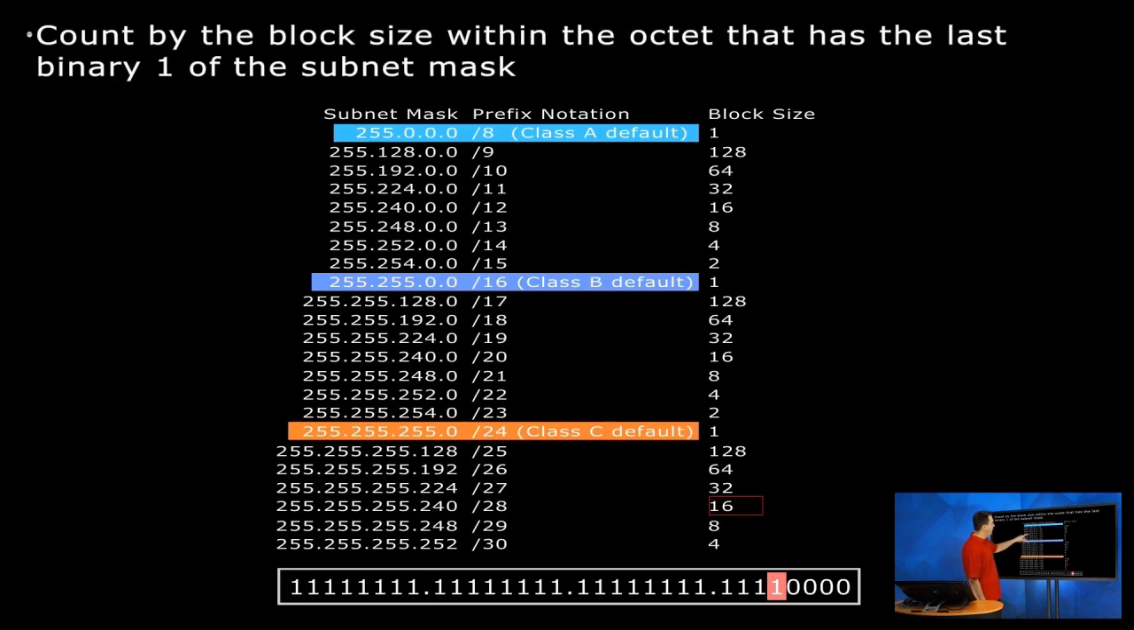Let's go up to a number 12 here, /12. Where is our final one? Our final one's in the second octet. And as a result of that, we're counting by 16 in the second octet.